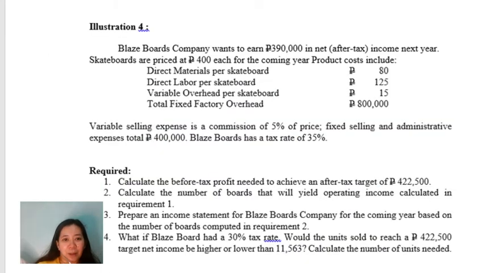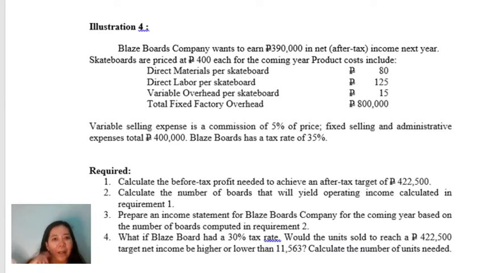To understand better, we will use this illustration. We have here Blaze Boards company again. They want to earn 390,000 after-tax income next year. The skateboard price is still the same, as well as the product costs. The requirement, number one, is to calculate the before-tax profit needed to achieve the after-tax target of 390,000, which is 422,500.